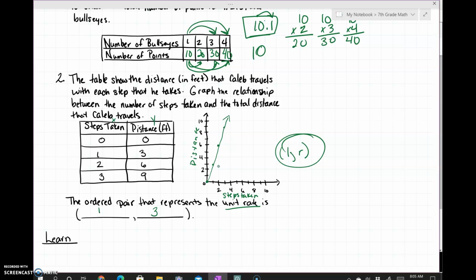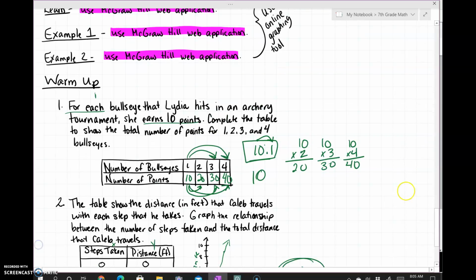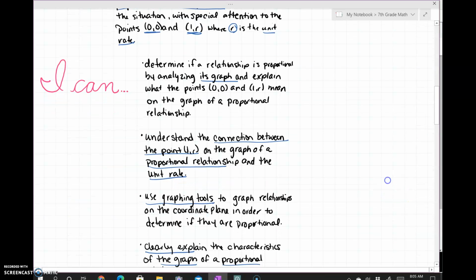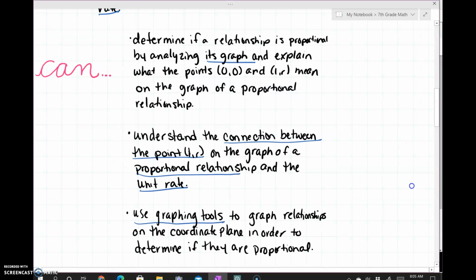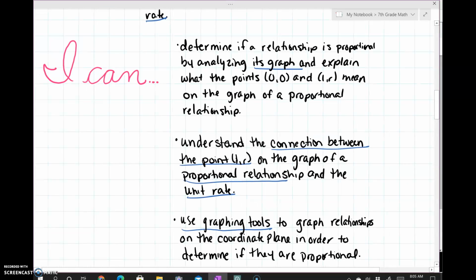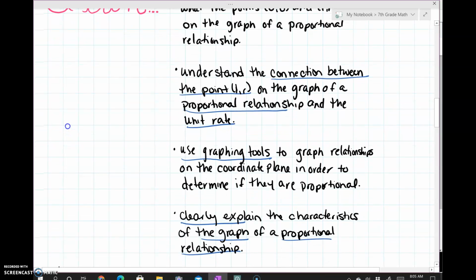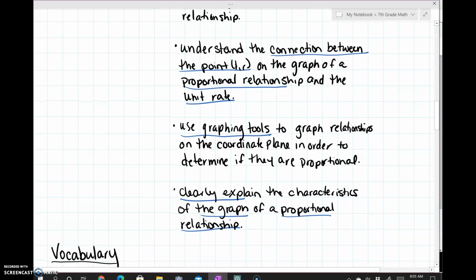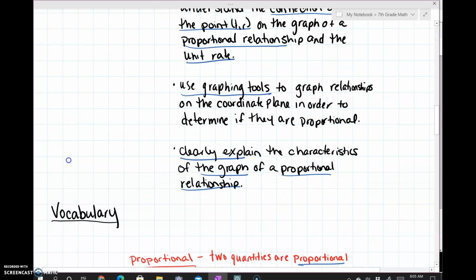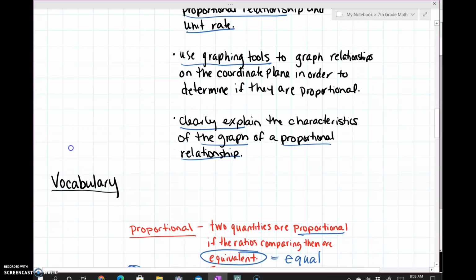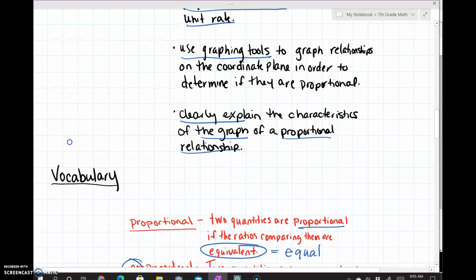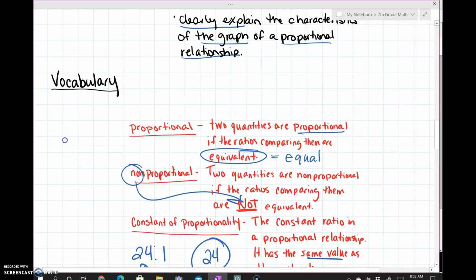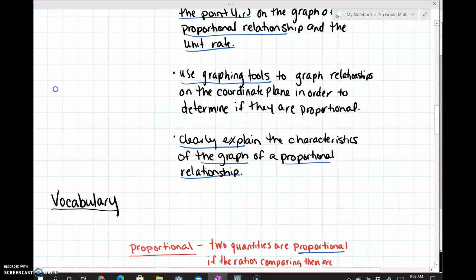All right. So let's go look at the standards and everything we're covering again today. So your I-cans, remember, we're determining if a relationship is proportional by analyzing its graph, what 0, 0 and 1, r mean, the connection between 1, r and the graph of the proportional relationship and the unit rate. It's what we just practiced this morning. And using graphing tools, that's what we're going to do in the McGraw-Hill stuff, and clearly explain the characteristics of the graph of a proportional relationship. So we're still working with graphs and proportional relationships. By the end of the day, this is what you should be able to do.